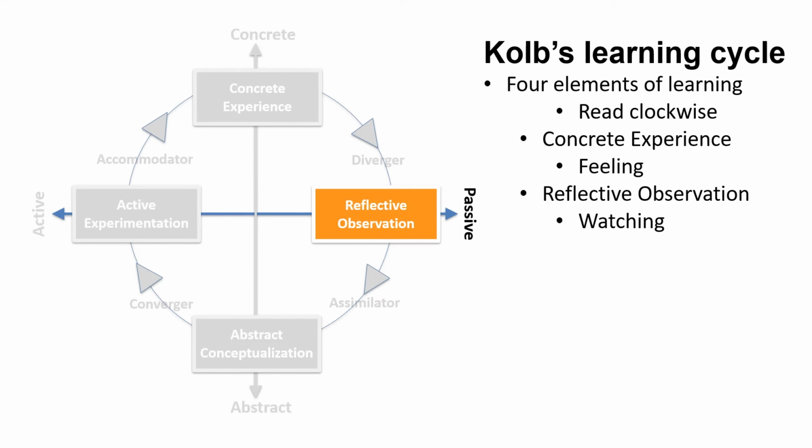The second element is reflective observation. It is about passive watching of others or developing observations about one's own experience. The learners are observing before making a judgment by viewing the environment from different perspectives. They are looking for the meaning of things.